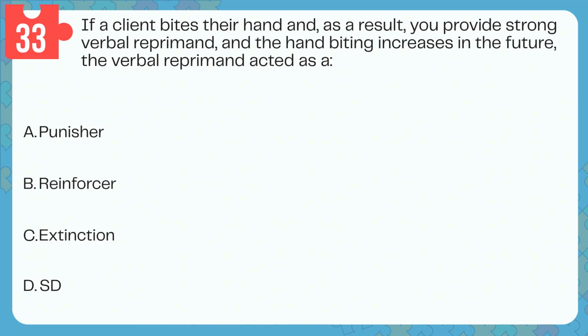Question 33. If a client bites their hand, and as a result, you provide a strong verbal reprimand, and the hand biting increases in the future, the verbal reprimand acted as A. Punisher. B. Reinforcer. C. Extinction. D. SD.